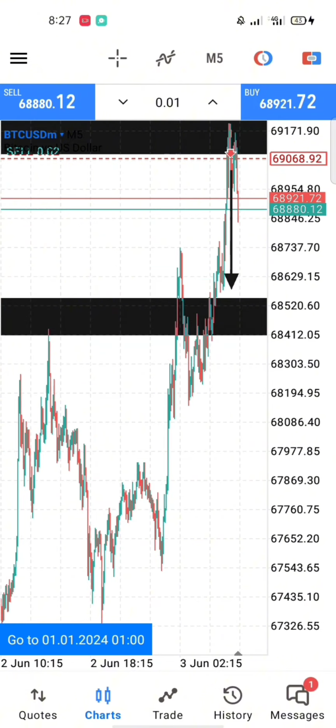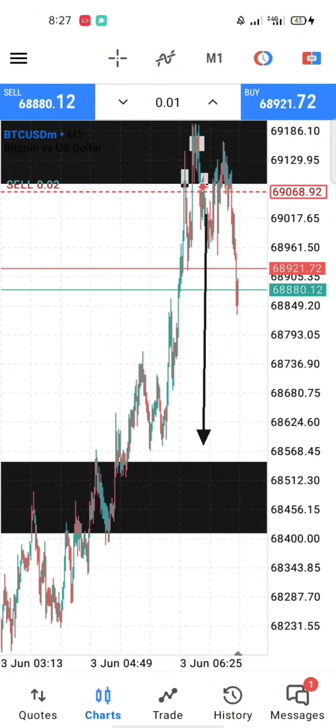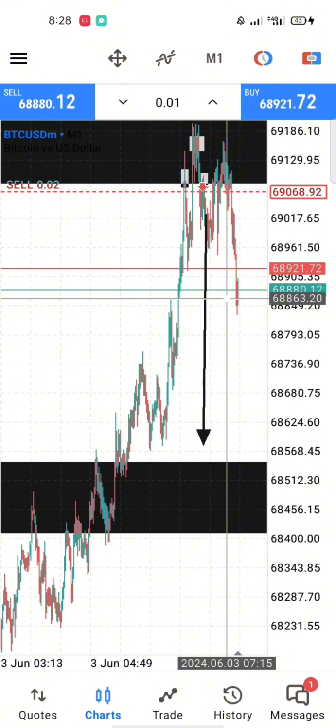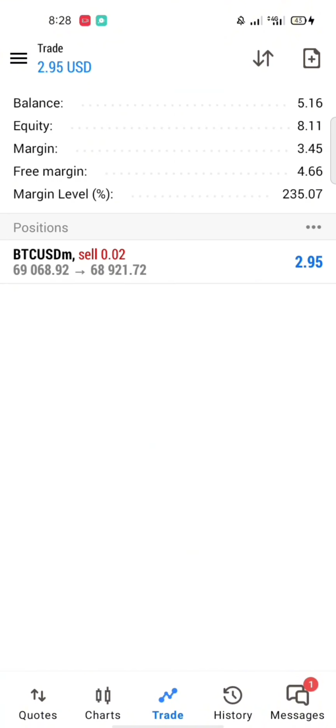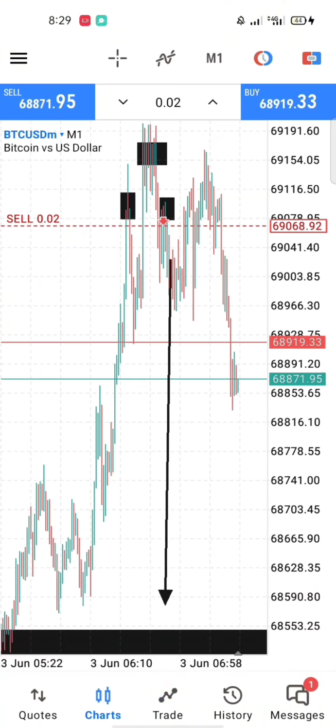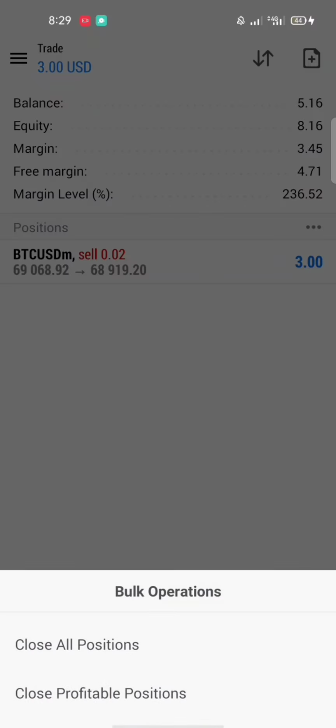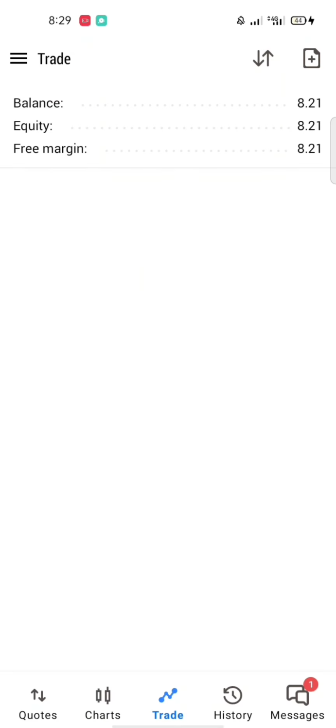So guys, come and see what happened here. The trade started selling down from my zone, selling down massively, and currently we are in profit of $2.95. We are up 3 points, closed positions in profit. Currently from $5.16, we're up to $8.21.